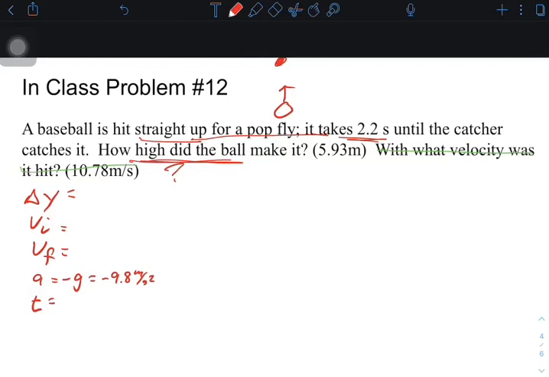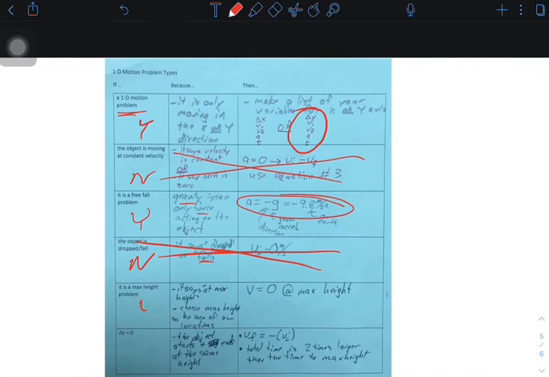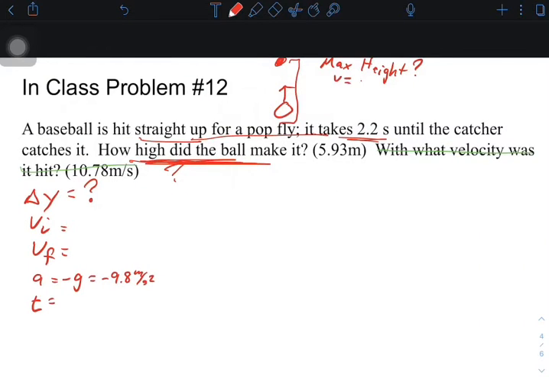But what this question is asking is, how high did the ball make it? We only care about the way up. So we care about the ball at its maximum height. That's the question being asked. Okay, we're trying to figure that out. So is this a max height problem? Yes, this is a max height problem. So therefore, we know the velocity at max height is equal to 0.